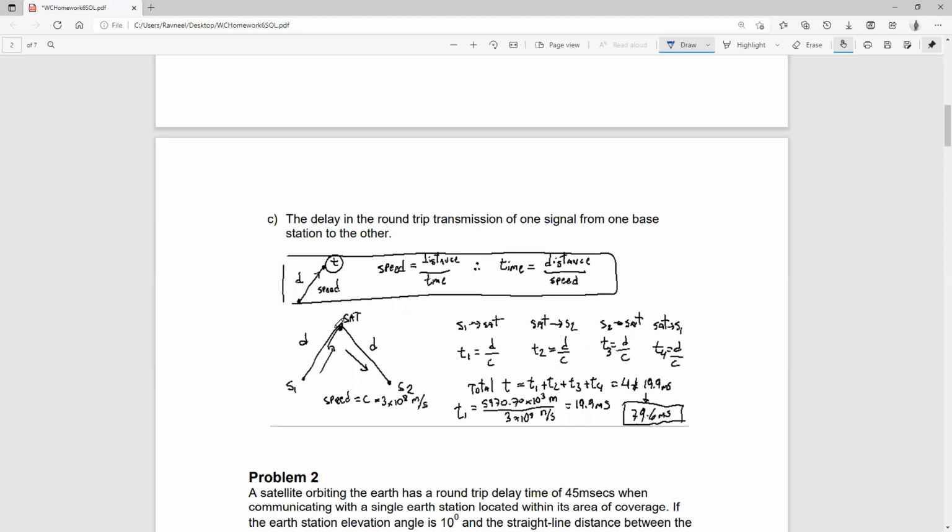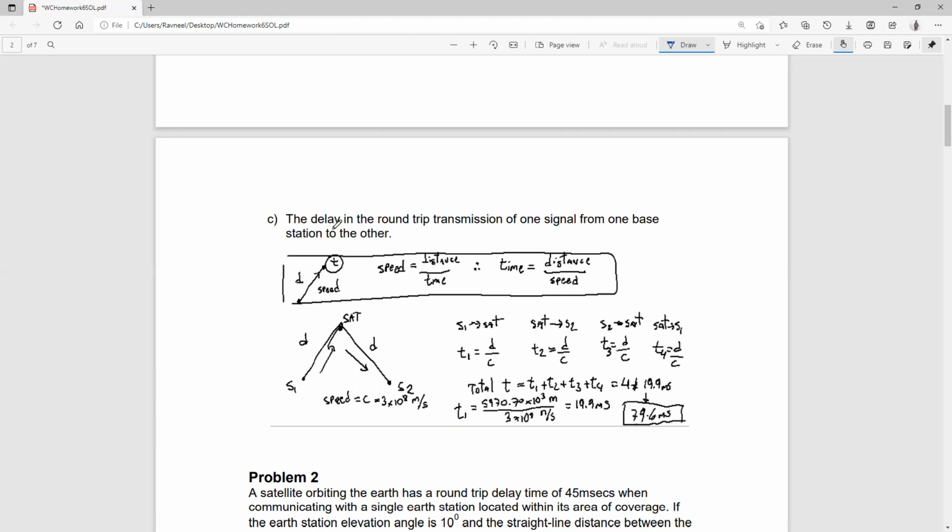Since the distance over here to here and the distance over here to here is the same, and the speed of traveling is also the same, the time taken from here to here is the same as the time taken from here to here, and the time taken from here to here is the same as the time taken over here to here, and the time taken from here to here is also the same.